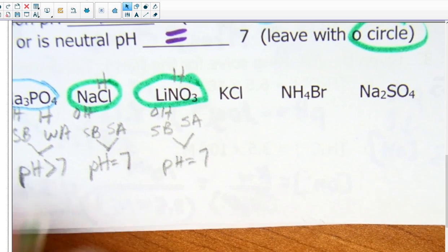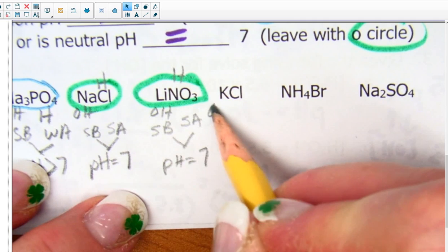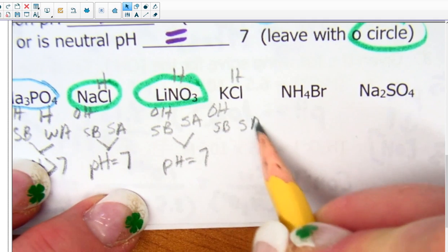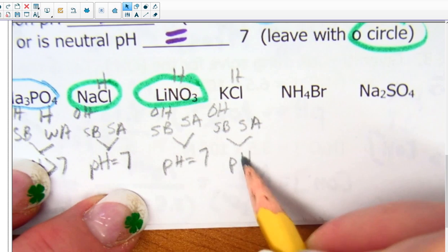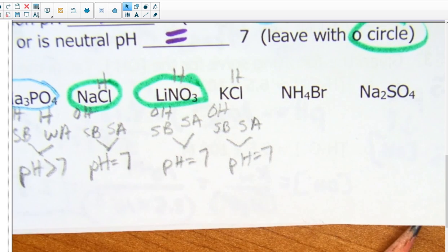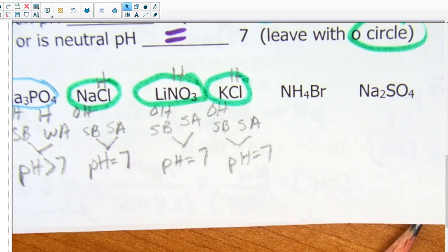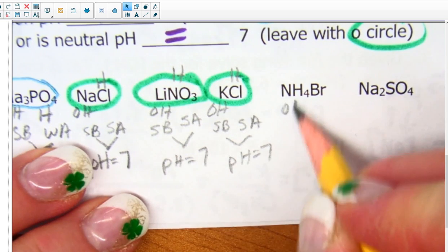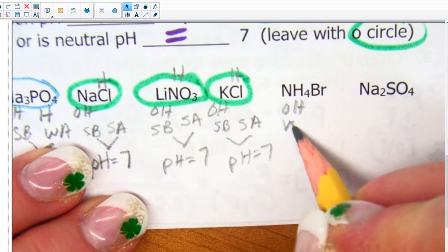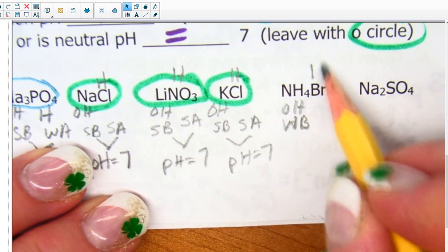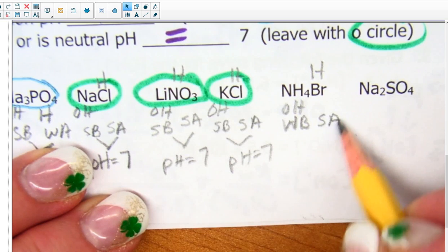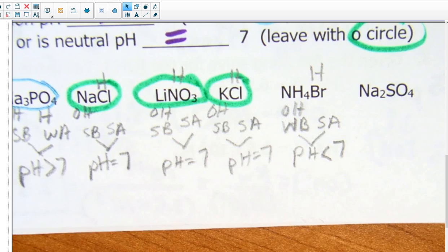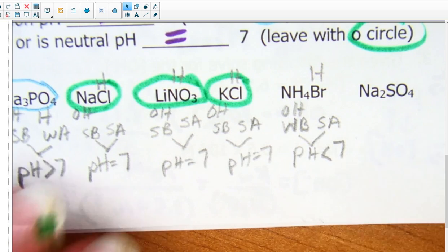All right, next one. KOH is a strong base. HCl is a strong acid. Again, pH is going to be 7. Strong base and strong acid give us 7. Okay, NH4OH is a weak base. It's not one of our strong ones. HBr, though, is a strong acid. So our pH here is going to be less than 7, which is red.